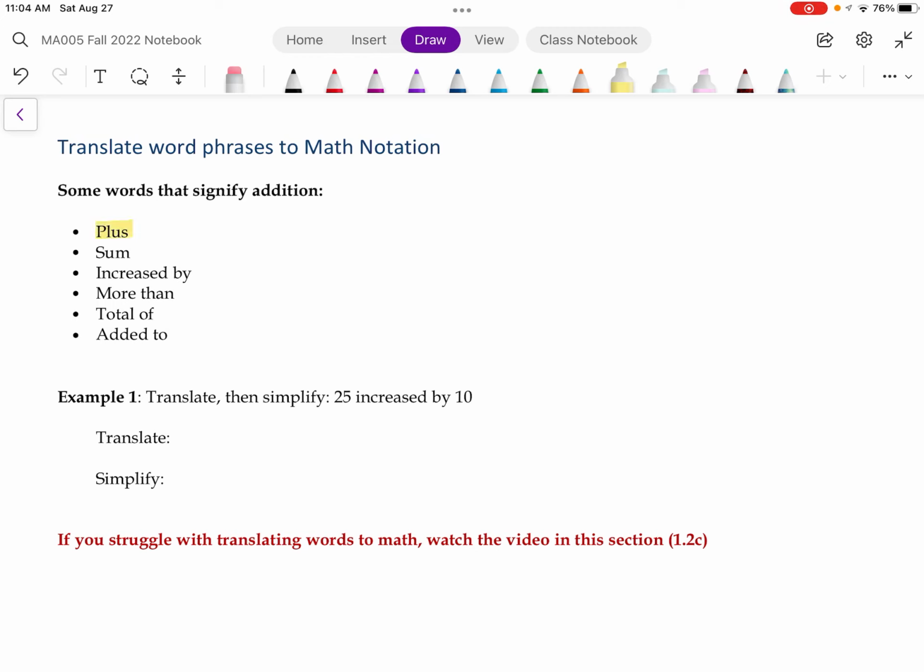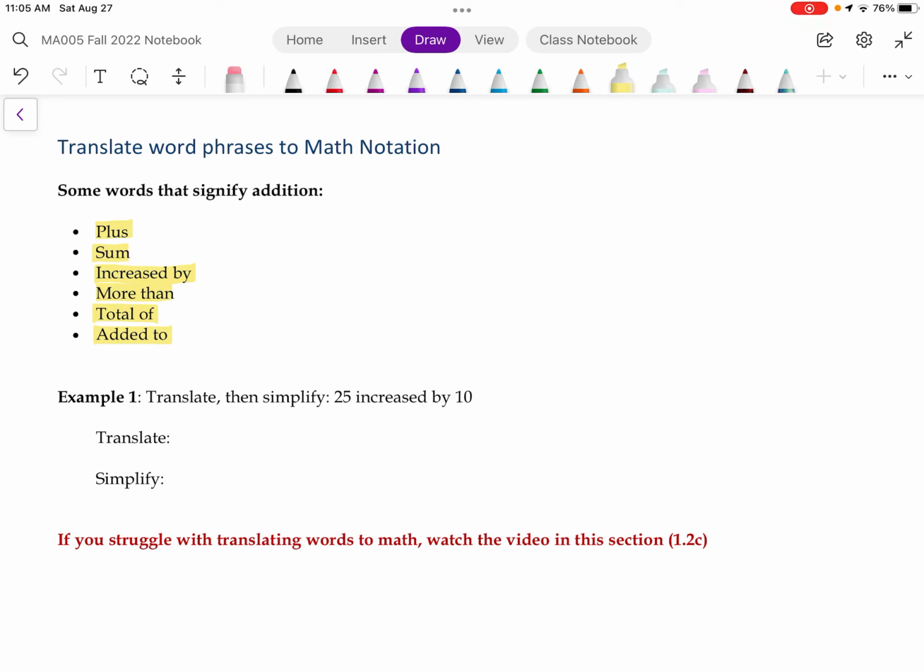We've got plus. Of course, that's obvious. Sum is fairly obvious, but you need to remember that sum means you're adding. Increased by means you are adding. So these are the words that signify addition. More than means you're adding. Total of means you're adding. Added to is a little more obvious, and it means you're adding.